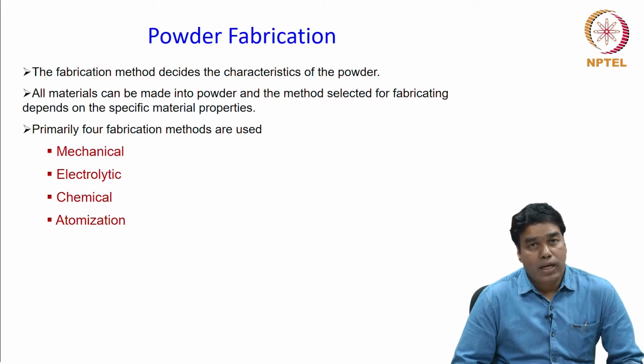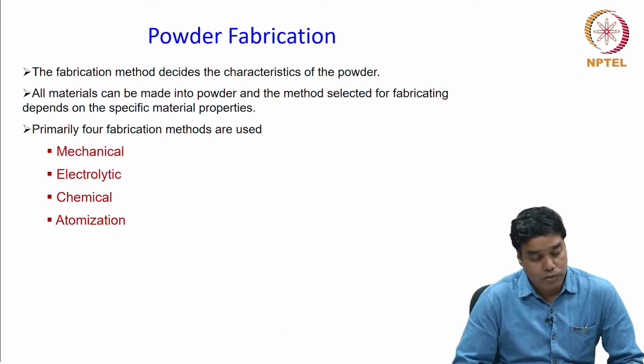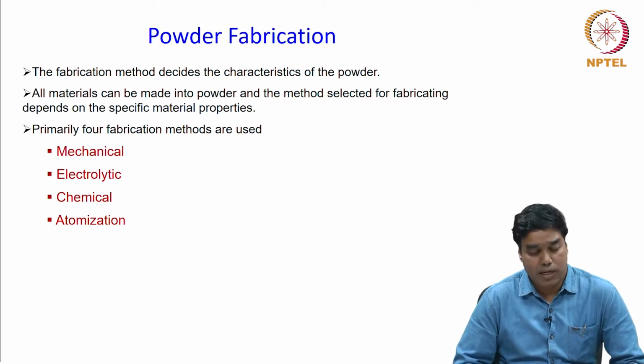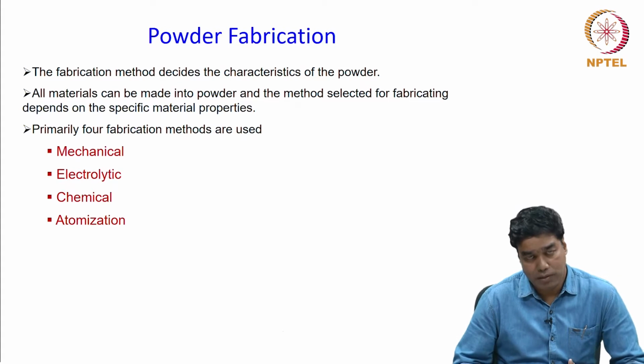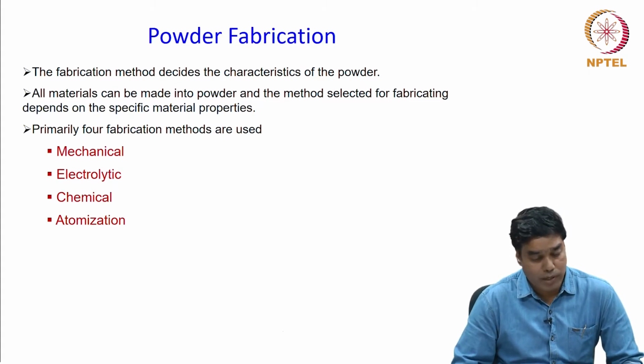So, one thing that we also know is that any material can be made into powder, and the method selected for fabricating depends on the specific material properties that you want, right. So, you can start with any material that you want, and then you can make powders out of it, and finally, you process the powders and get the desired product that you wanted.